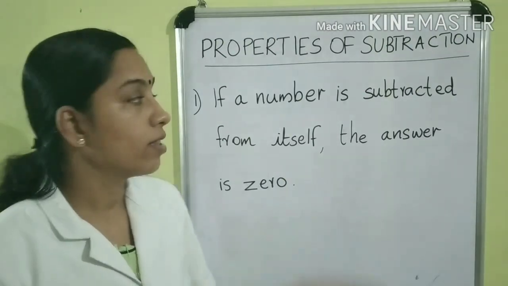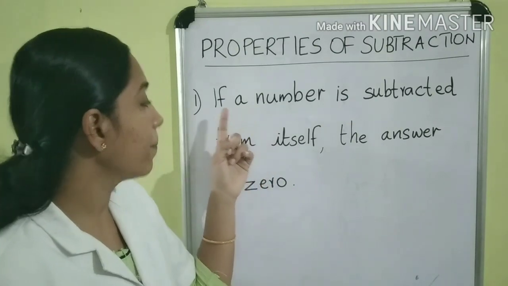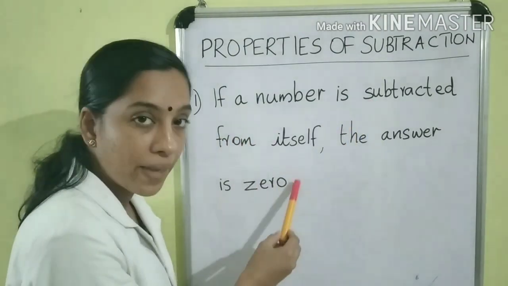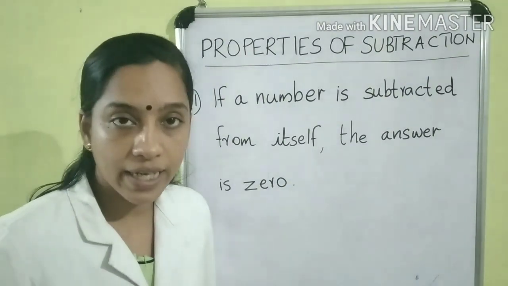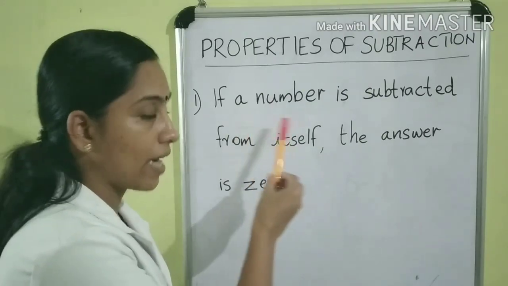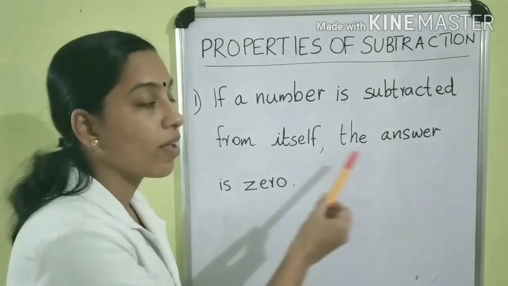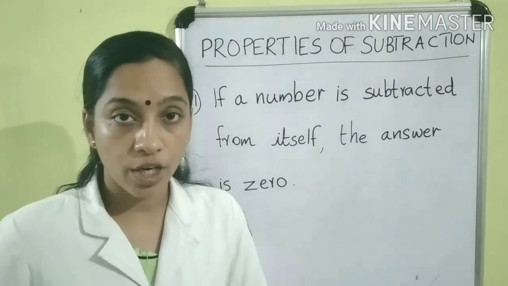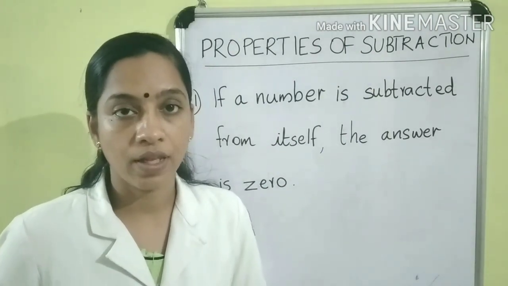Let us listen the first property of subtraction. I will read the property. If a number is subtracted from itself, the answer is 0. I will read this once again. If a number is subtracted from itself, the answer is 0. We know subtraction means to take away.